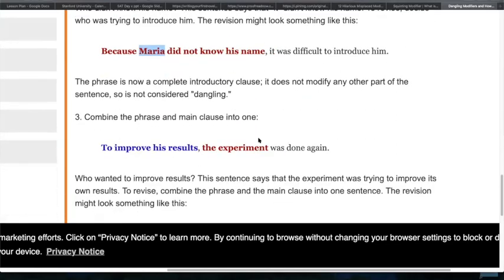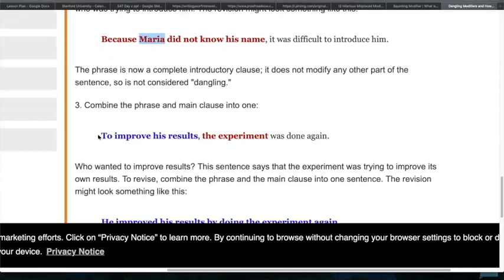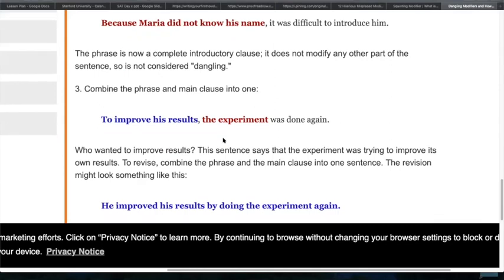Let's do one more. To improve his results, this is the modifier, the experiment was done again. So who wanted to improve results? We don't know. Who wanted to improve the results? Not the experiment. The experiment definitely did not want to improve his results. The experiment is also maybe not a his, it's an it. So you can change this to: he improved his results by doing the experiment again. So here, improved his results is right next to the subject, he.